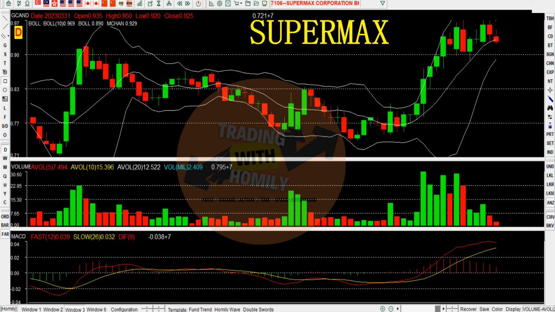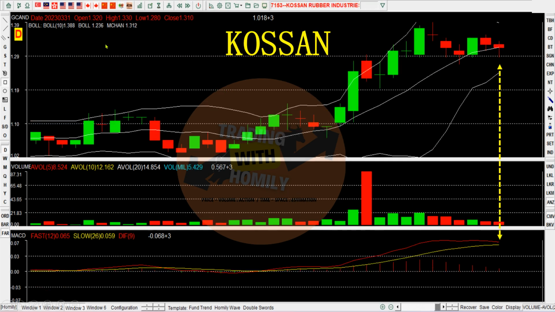All right. Okay, so the next one is Kossan. For Kossan, same as Top Glove and Hartalega. First, a lower high. Second, the closing price is still above the middle line of the Bollinger Band. But we still need to be careful. And here there is a potential death cross for Kossan.